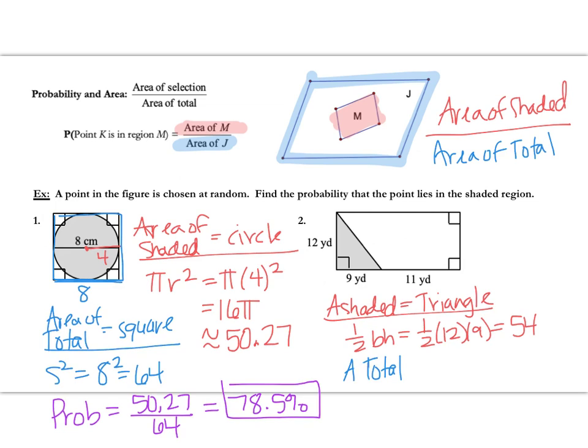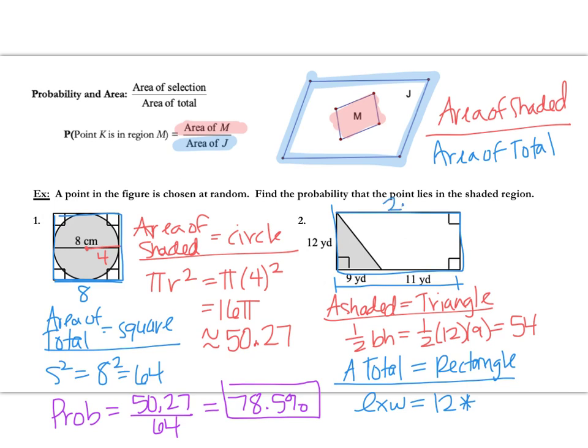So to find the area of the total is a rectangle. Again, the total is that outside shape. That outside shape is this whole rectangle here. So then for the rectangle, I'm going to have to do length times width. Just be careful, the one side is 12, the other side, make sure you're thinking about what the whole side would be. That whole side's going to be 20, so it's 12 times 20, which is 240.